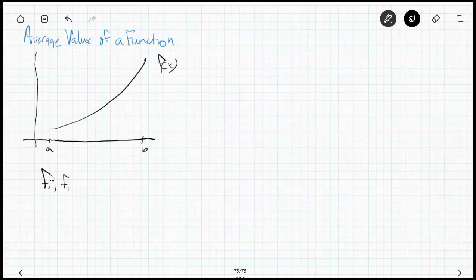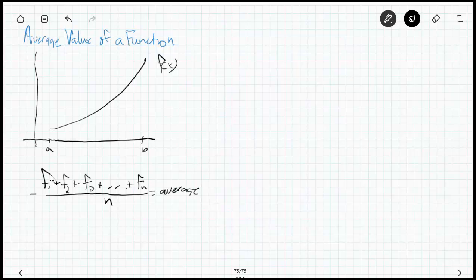So let's say f sub 1, f sub 2, f sub 3, and then dot, dot, dot. I need to add them up, plus dot, dot, dot, plus f sub n. And I'm going to divide by n. This is how you find an average. Let's write it over here. This is how you find an average, right?